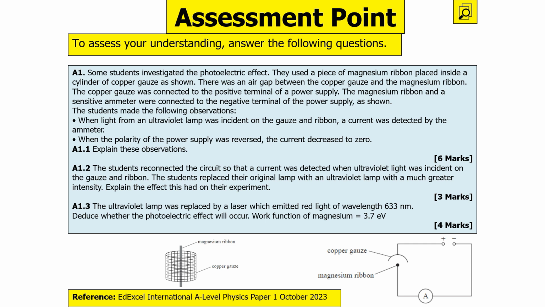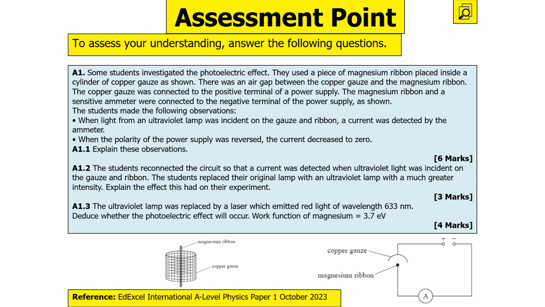The students made the following observations. When light from an ultraviolet lamp was incident on the gauze and ribbon, a current was detected by the ammeter. When the polarity of the power supply was reversed, the current decreased to 0. Explain these observations. So the student reconnected the circuit so that a current was detected when ultraviolet light was incident on the gauze and ribbon.